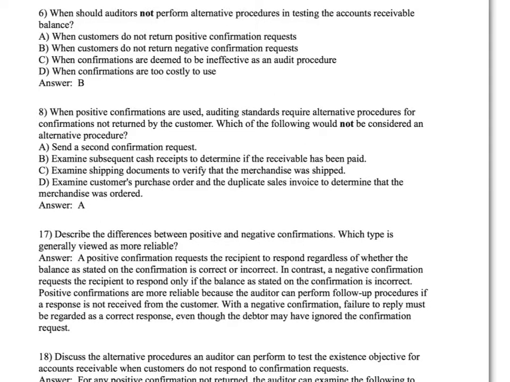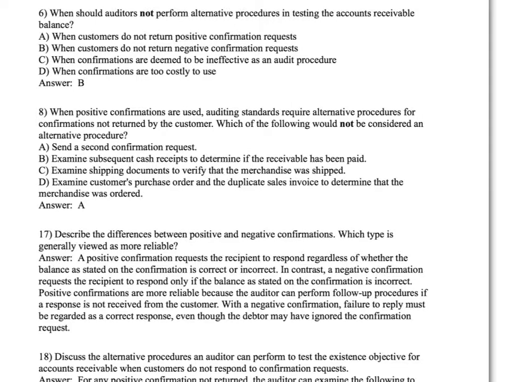Number 8, when positive confirmations are used, auditing standards require alternative procedures for confirmations not returned by customers. Which of the following would not be considered an alternative procedure? This is the sending out the second confirmation request. You would do that anyway. You're required to send out a second request. You would stamp on the positive confirmation that this is the second time you're requesting the information, hopefully to prompt the recipient to send it back because you really need it back. But that's not considered an alternative procedure.